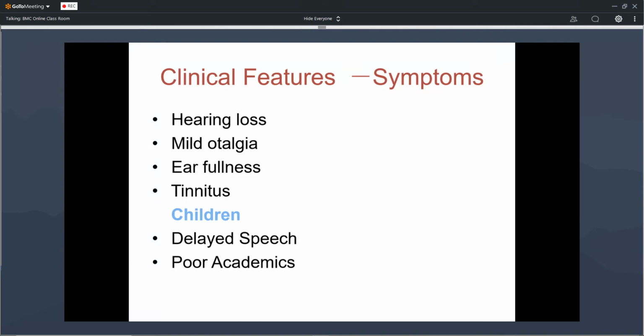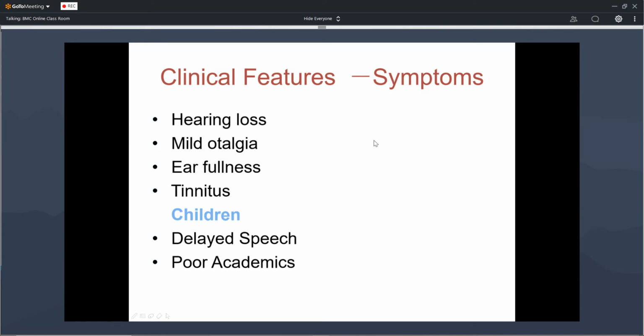So then clinical features, symptoms and signs. Here there is negative pressure and accumulation of fluid in the middle ear cavity. Definitely there will be a conductive type of hearing loss because the tympanic membrane is retracted and there is fluid in the middle ear cavity. Mild otalgia. So the main difference between acute suppurative otitis media and serous otitis media is otalgia. In ASOM it is sudden, severe, excruciating pain, but in serous otitis media it is mild otalgia, and feeling of fullness in the middle ear, and tinnitus. So these are the 4 symptoms.